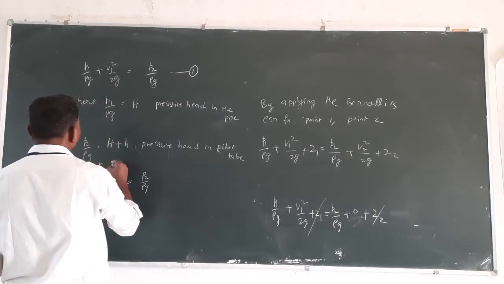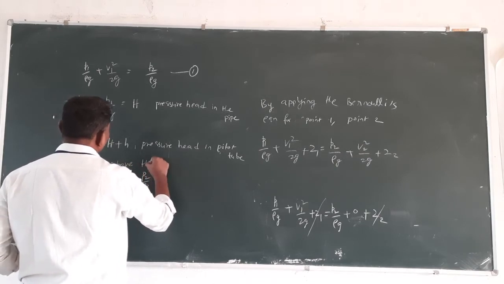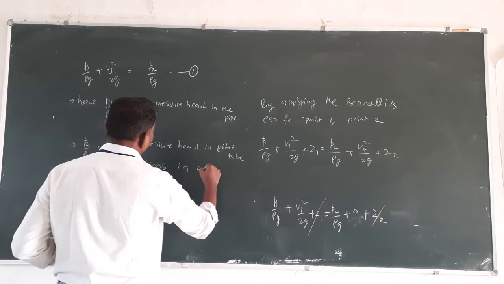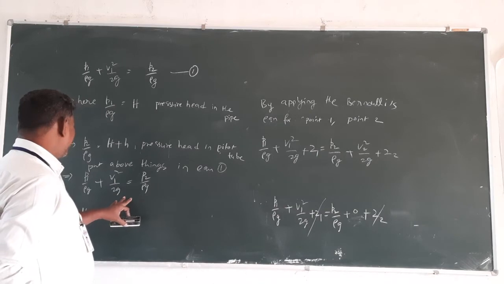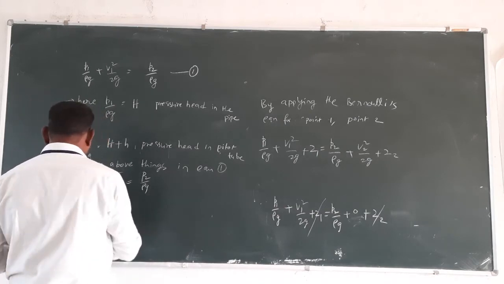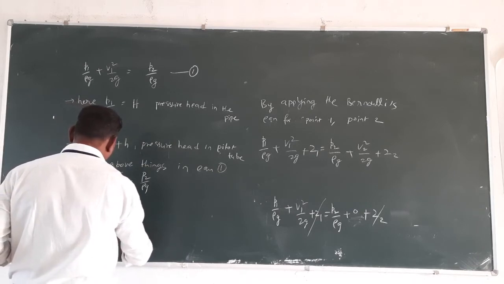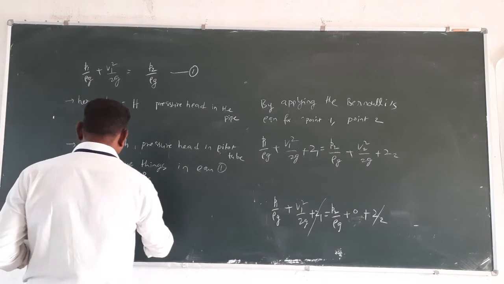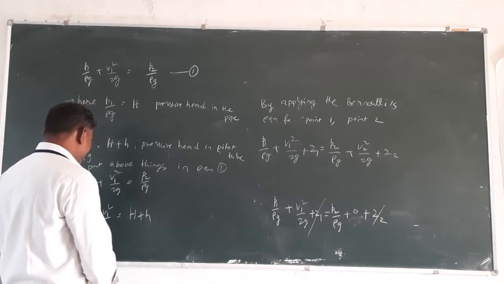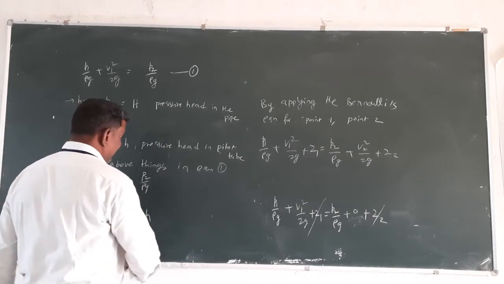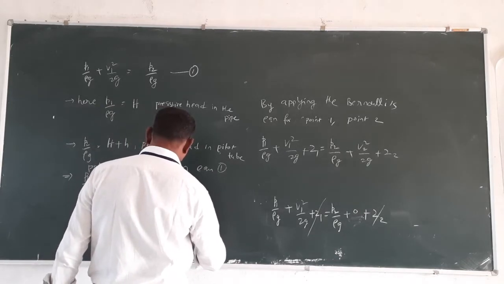Put the above things in equation 1. P1 by rho g plus V1 square by 2g is equal to P2 by rho g. P1 by rho g is equal to H, plus V1 square by 2g, and P2 by rho g is equal to capital H plus small h. Capital H gets cancelled. So V1 square by 2g is equal to small h.